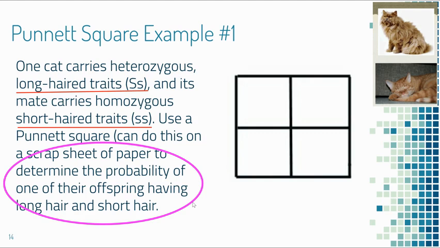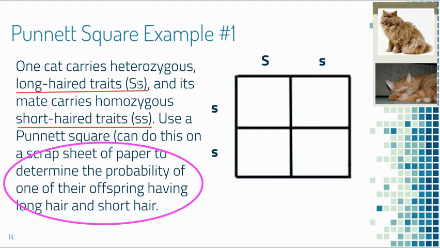So what we like to start off with is we're going to fill out the genotype of one of the parents up on the top. So here I have a capital S and a lowercase s. That is going to be the long-haired cat. All right, so that's one of the mates. So we have the genotype of one up top and the genotype of the other on the side. So we have two lowercase s's over on the left.